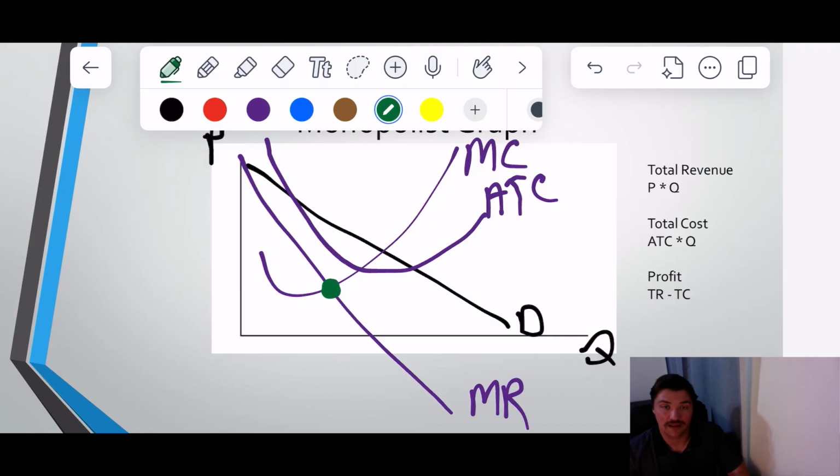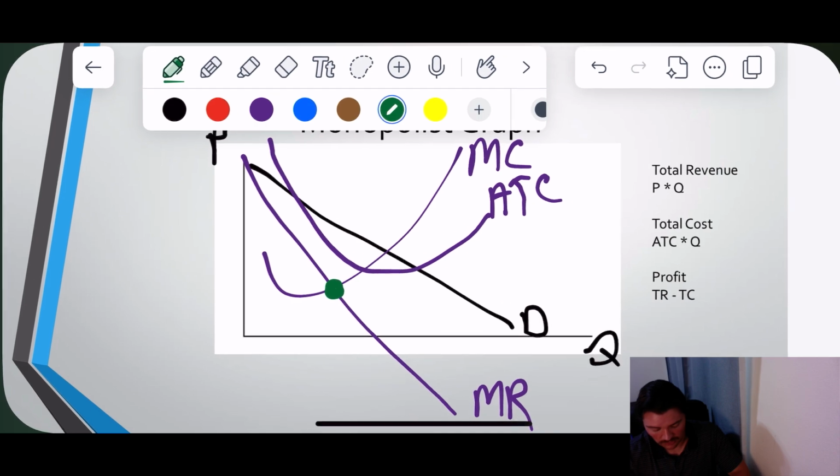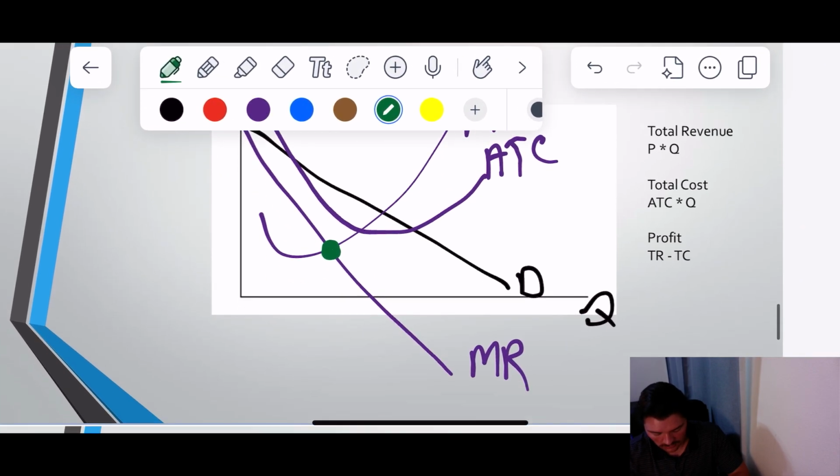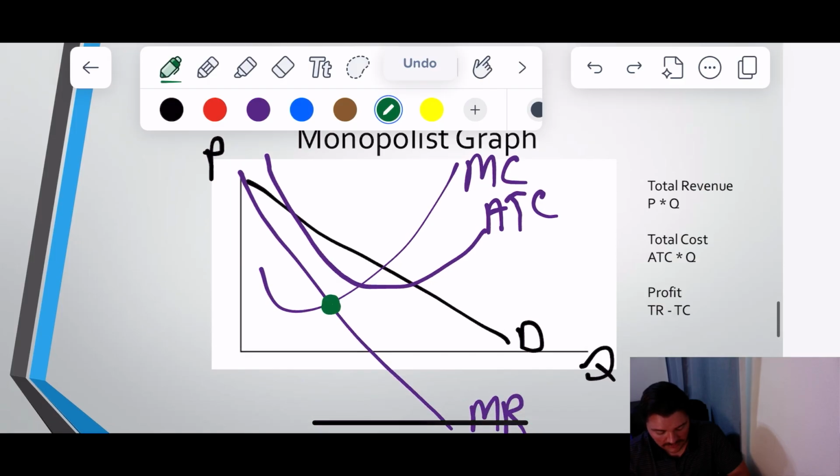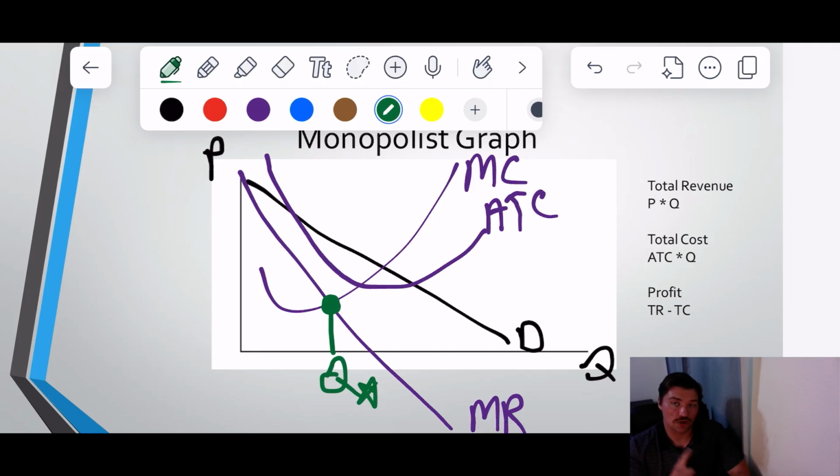Okay, so that happens at this intersection where the MR is equal to the MC. Okay? So the next thing we need to do is find out, well, what is the quantity that they're producing? They're going to produce at this quantity right here. Okay, this is the profit max quantity. Monopolists will then determine the price.